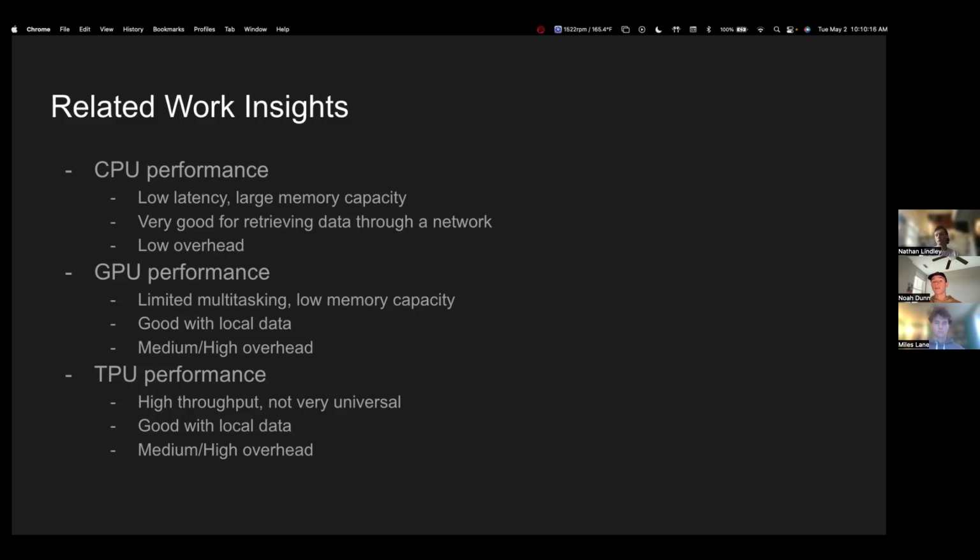And finally, TPUs are designed to be capable of high throughput with large batch sizes. However, they're not very universal, requiring certain very specific packages to run. They also incur overhead costs when embedded in software design. And similar to GPUs, TPUs also have a low memory capacity, and they perform best with local data and do not perform as well with network data and retrieving data from a distance.